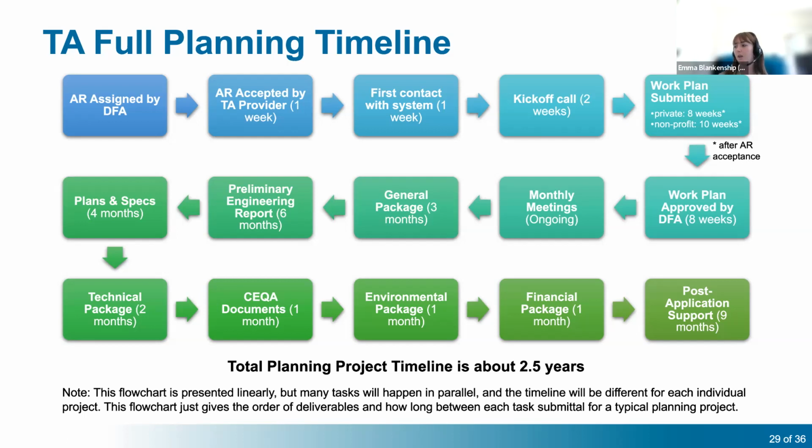And lastly, we'd allow maybe 9 months for that post-application support while the application is being reviewed and finalized. And so overall, a typical planning project timeline might be around 2.5 years from the date that it's assigned to the date that the application is completed and the agreement is being finalized.